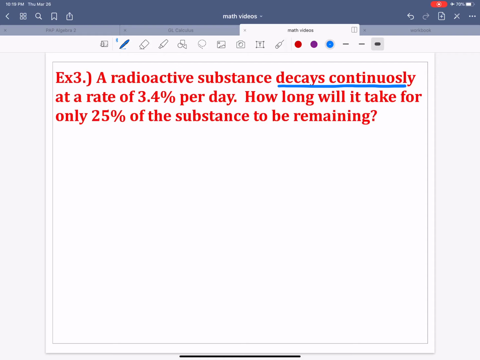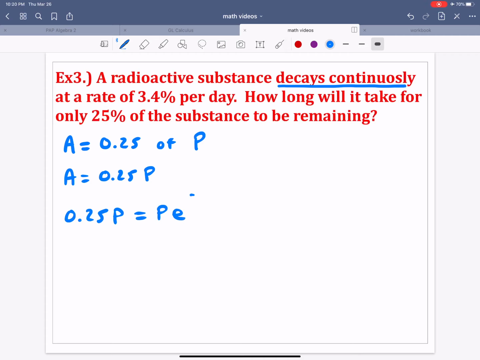So what we need to do here is figure out what this is talking about with 25% of the substance remaining. Well, what that means is that A, the future value, is going to be 0.25 of today's value, the present value. In other words, we could write that as A is going to be 0.25 times P. So if we build our equation, we can replace A with 25% of what we start with, and that equals what we start with times e to the 0.034, and we are solving for the time.